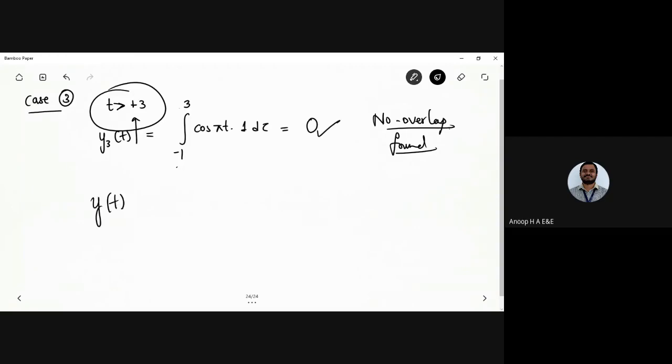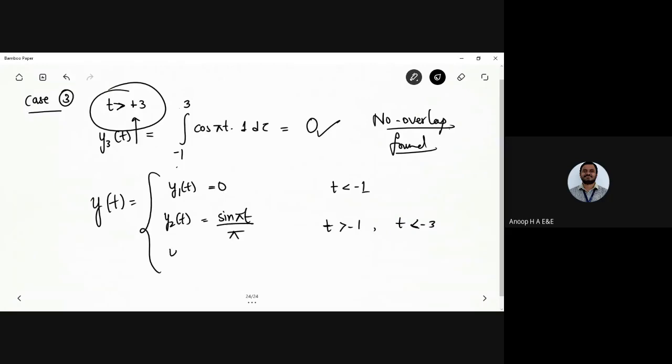So when I take all the 3 cases, case number 1 is for t less than -1, case 2 is for t greater than -1 and t less than 3. So what you are going to get is y1 of t equal to 0, y2 of t would be sine pi t divided by pi, and next y3 of t would be 0 again for t greater than +3. So you have 3 different outputs that you are going to get.